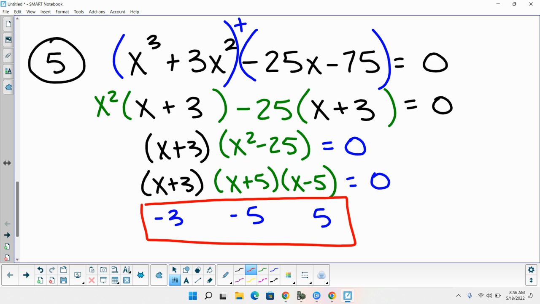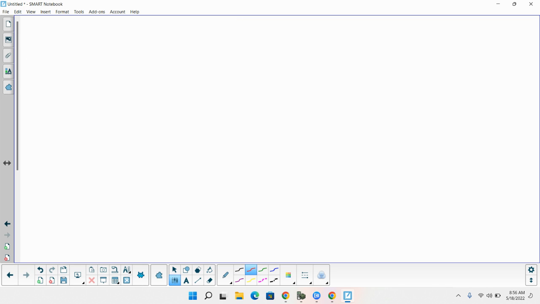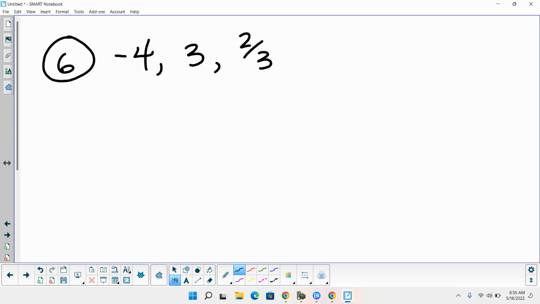Okay, number 6. This one, I gave you the 3 answers, and you had to tell me the polynomial that goes with those 3 answers. Okay? So we're going backwards. So the one we just did, we found the 3 answers, right? Now we're going the other way. So when you do this, you write out the factors. And the way you write out the factor is you always start with x minus.